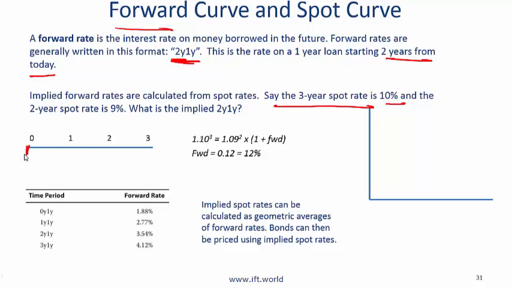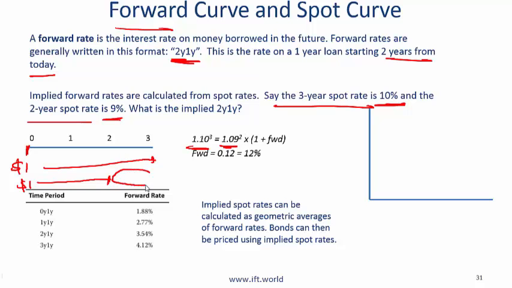So here you are at time 0, and you are told on your exam question that the 3-year spot rate is 10%. So if you invest $1 here for 3 years, how much will you have at the end of 3 years? 1.1 cubed. And you are told that the 2-year spot rate, so if you invest $1 here and you lock it in for 2 years, how much will you have at the end? Given a 9% spot rate, you will have 1.09 squared. What we are trying to find is this implied forward rate over here. So what is the rate on borrowing after 2 years for a 1-year period?